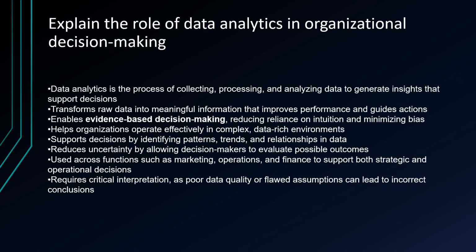Poor data quality can create misleading results and lead decision makers toward poor actions. The third part is analyzing data. Analysis is where the organization begins to identify patterns, trends, and relationships. A pattern shows repeated behavior. A trend shows movement over time. A relationship shows how one factor may be connected to another.